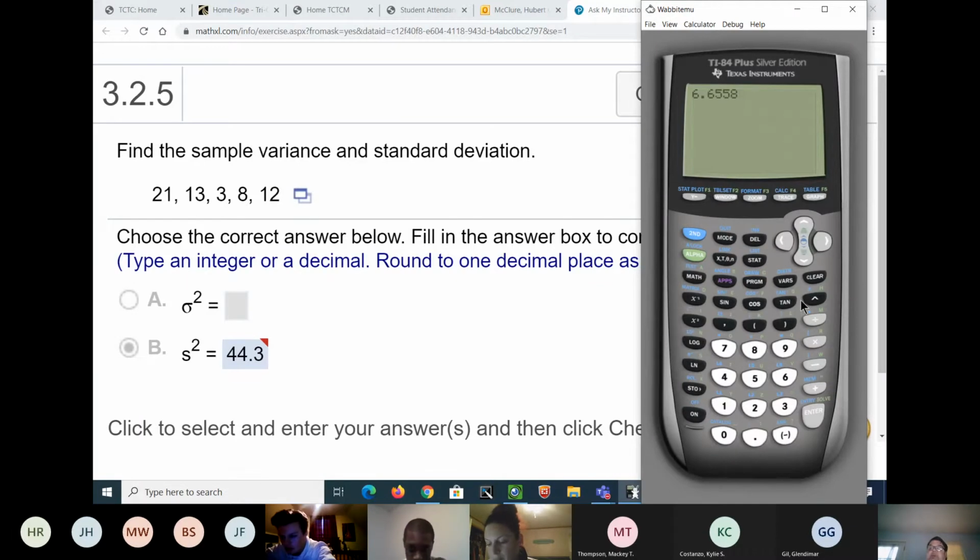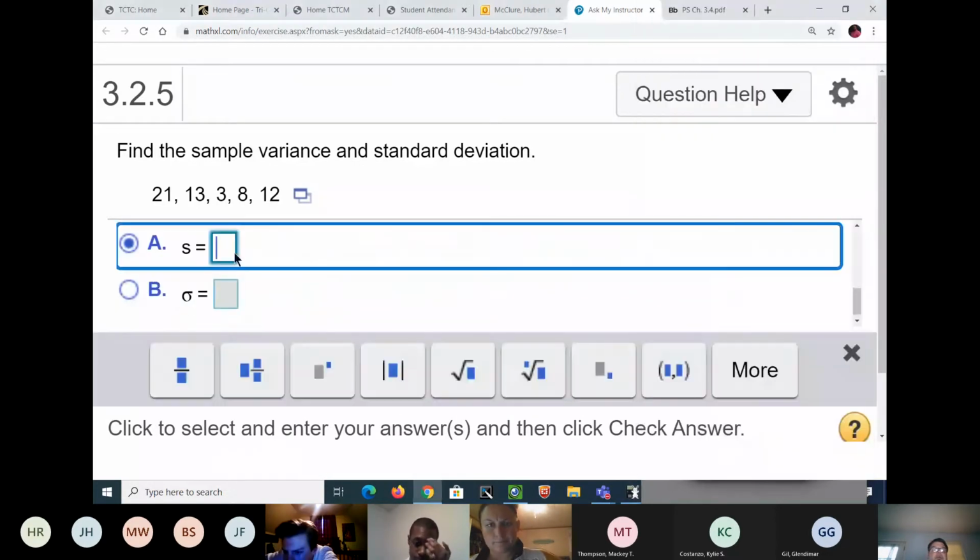Okay. So now I'm going to take my 6.6558, and I'm going to raise that to the second power. And my variance, 44.3. Good job. So the variance is 44.3, and the standard deviation is 6.7.